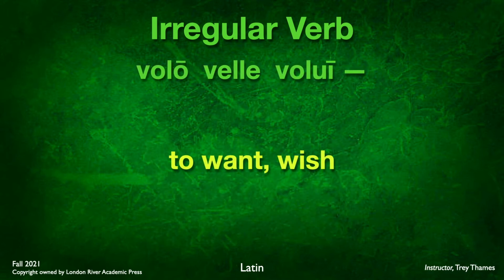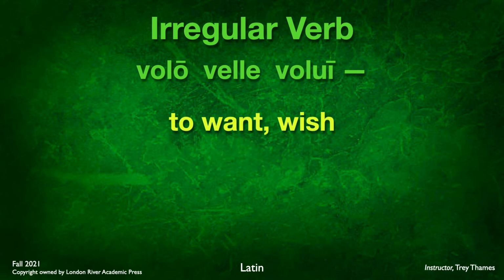Here we have volo, velle, voluī. And if you notice, there's no fourth principal part. As a consequence of that, there are no passive forms of this irregular verb, because without a participial form, we can't have any passive forms. This verb means to want or to wish. We get words like volunteer, volition. Those are English derivatives from this Latin verb.